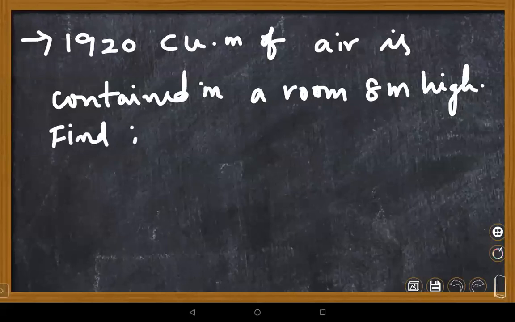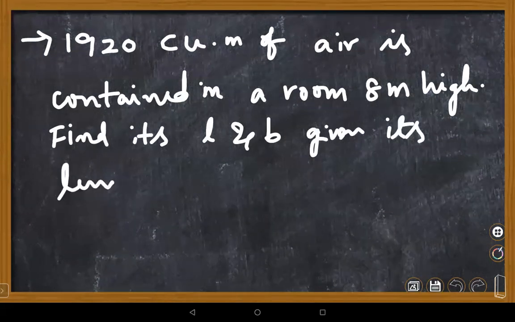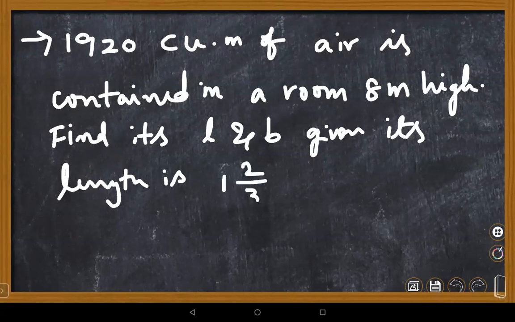Find its length and breadth. Find its length and breadth, given that the relation between length and breadth is given, children. Length is 1 2/3 times of breadth.